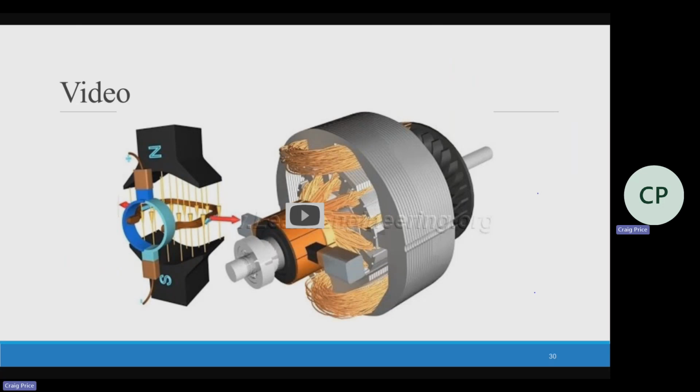Automobiles and types of industrial equipment. In this video, we will logically understand the operation and construction of a commercial DC motor. Let's first start with the simplest DC motor possible. It looks like this.